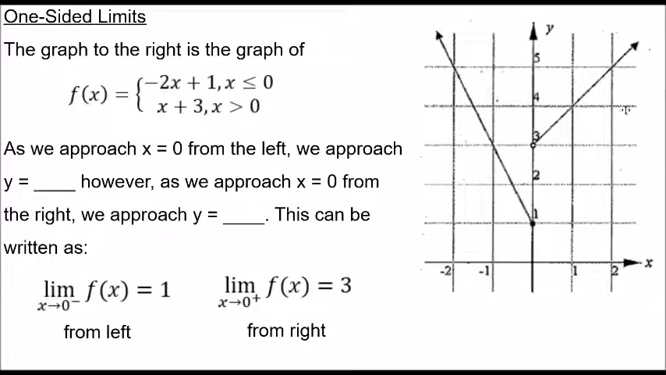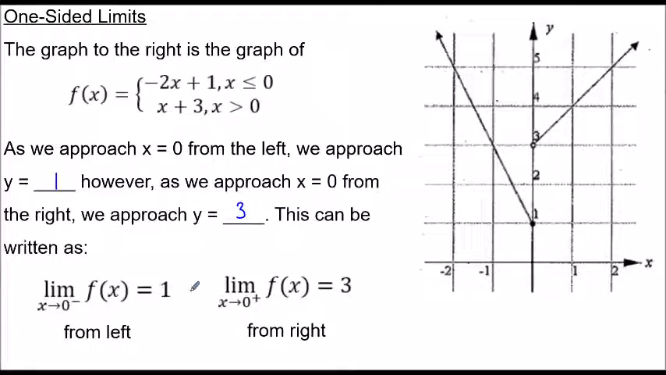One-sided limits. I have a graph here of this function. It's a piecewise function, with any x values less than or equal to 0 following the -2x plus 1 equation, and anything greater than 0 has the equation x plus 1. So as we approach 0 from the left-hand side, we are getting closer and closer to y equals 1. However, as we approach from the right-hand side, we're getting closer to a y value of 3.